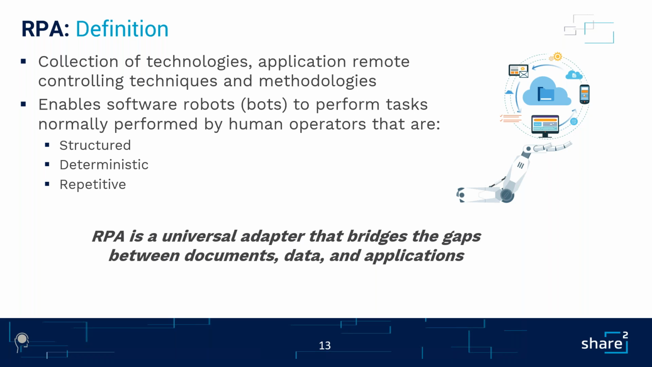But let me read you the definition, and then we'll circle back and do a little bit of a deeper dive. RPA, robotic process automation, is a collection of technologies, application remote controlling techniques, and methodologies that enable software robots or bots to perform tasks that are normally performed by human operators. And those tasks tend to be tasks that work with structured data, tasks that are deterministic, and that are repetitive, and we do frequently. So let's take a step back.